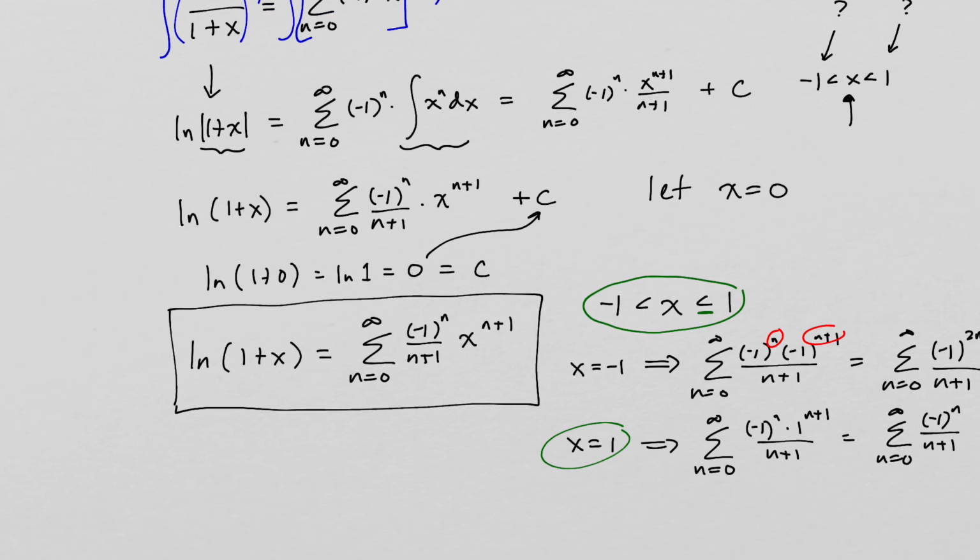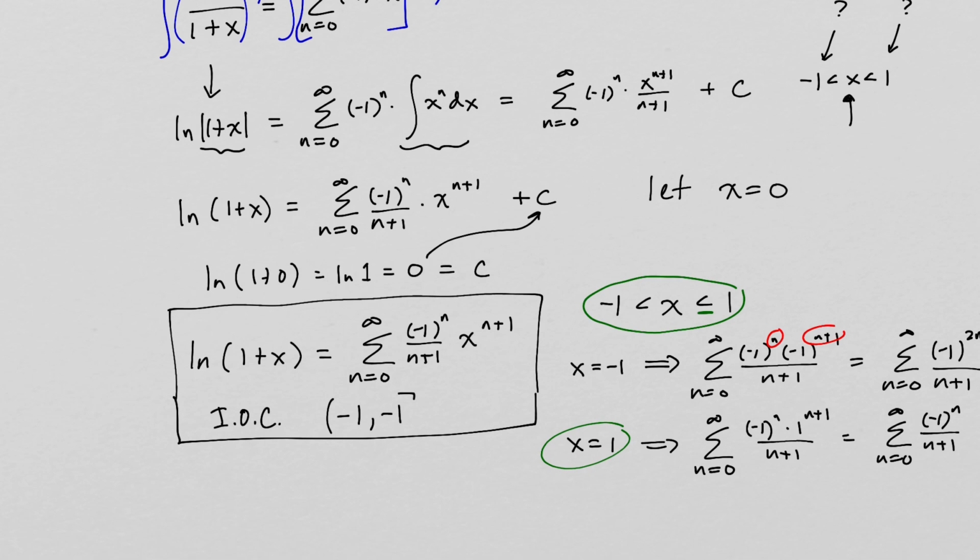So I come back to our answer here. We have the function and its power series representation, and the interval of convergence here is going to be all numbers in between 1 and negative 1, including 1.